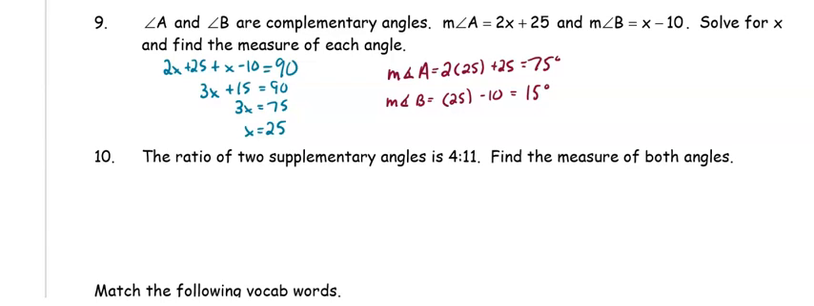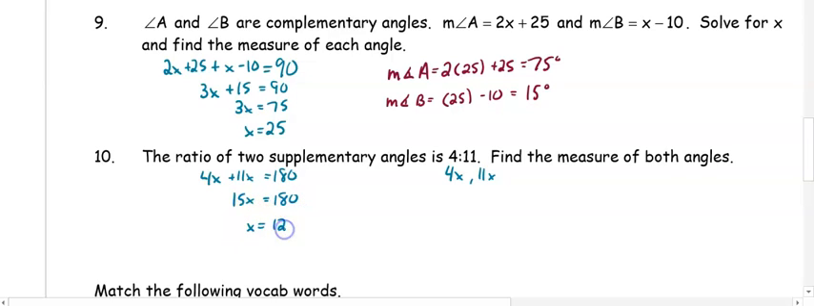In number 10, the ratio of two supplementary angles is 4 to 11. Find the measure of both angles. So with the ratio, we want to add an x to each part, so the angles are 4x and 11x. So we have 4x plus 11x equals 180. 15x equals 180. We can divide by 15, so x is 12. Then to find both angles, we're going to multiply, so 4 times 12 is 48 degrees. And 11 times 12 is 132 degrees.